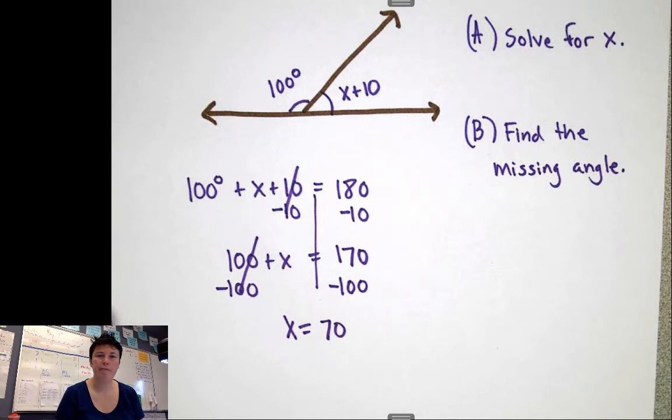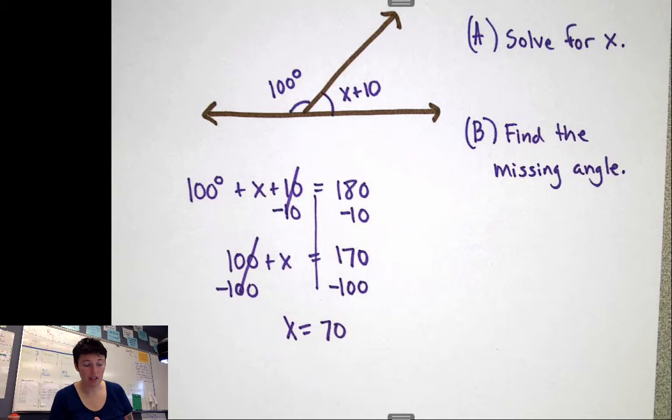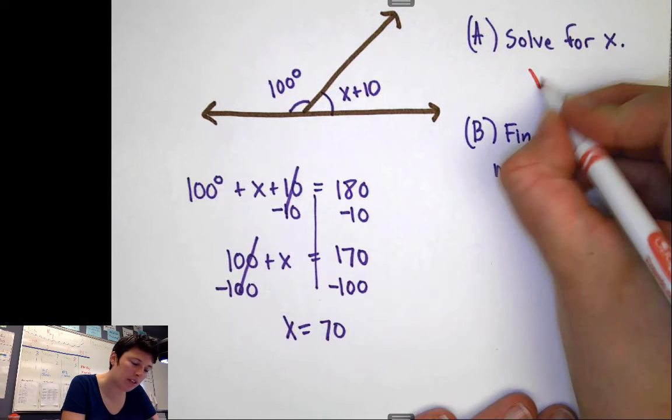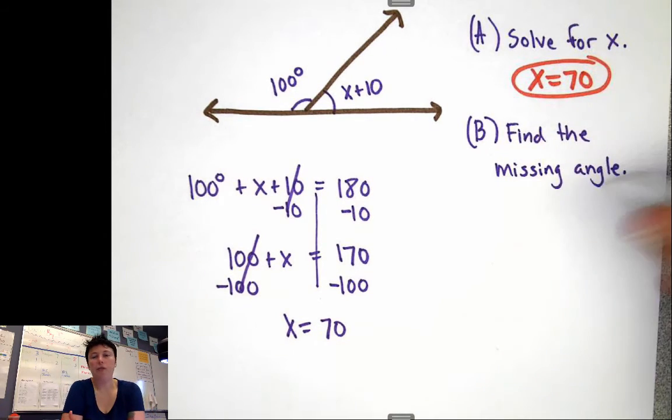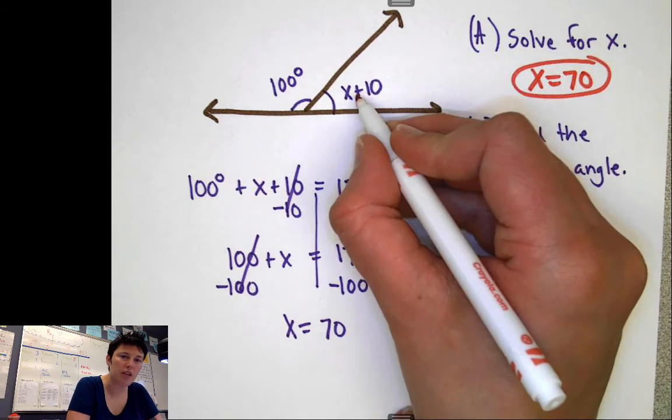There we go. So we just solved for x. We have the answer for part A. It said solve for x. Well, x is equal to 70 is the answer we just got. But we haven't solved for B yet. We haven't found the missing angle. This is the missing angle, x plus 10.